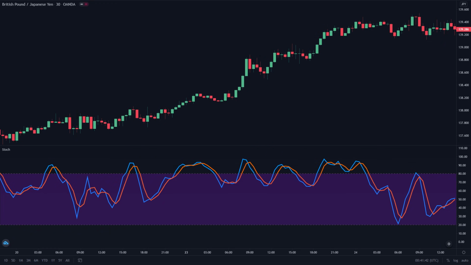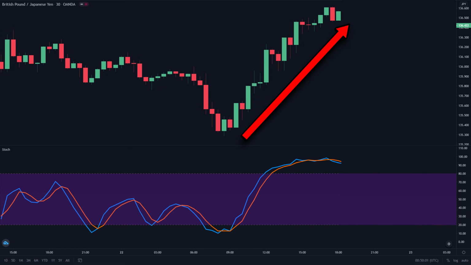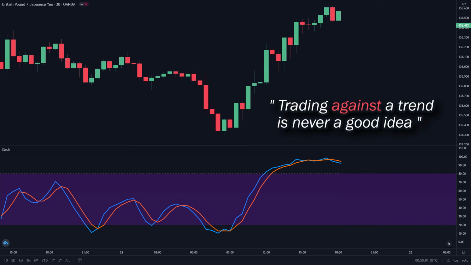For example, here we can see that the market is on a strong uptrend. If you decided to take a sell position here just because the Stochastics is at overbought, let's see what happens. The price instead went further upwards and you will lose your money. Because remember, trading against a trend is never a good idea.